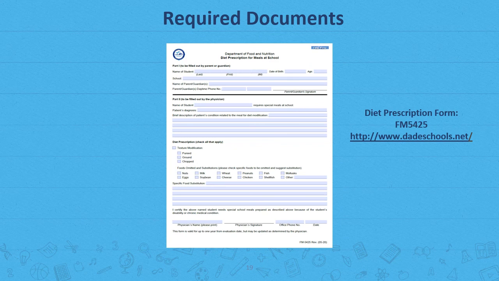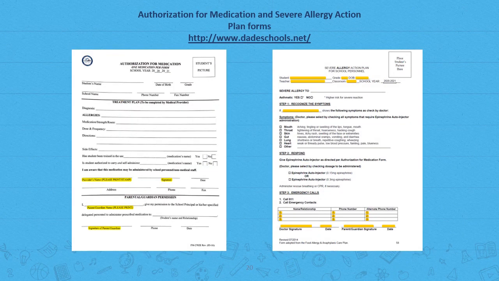Required documents. Diet prescription form, FM 5425, which is found in dateschools.net. Additional documentation required. Authorization for medication and severe allergy action plan forms, which are found in dateschools.net.